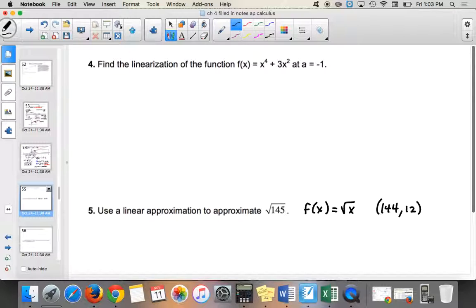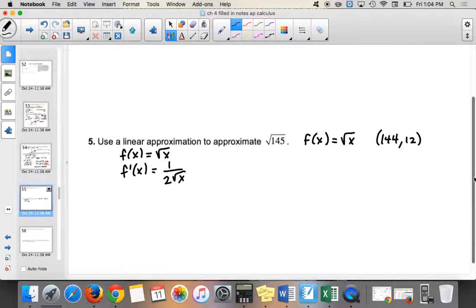If we did not have a calculator, how would we do this? We would use our calculus. Yes, guess and check a lot. All right, so we're going to take our f of x equals the square root of x, and we take our derivative. So 1 over 2 root x. We plug in the x value that we can take the square root of. So we plug in 144 to find our slope.